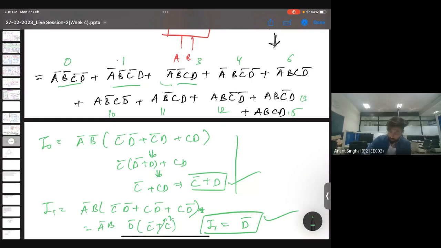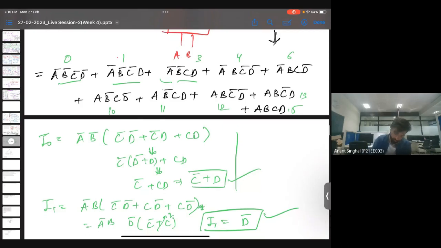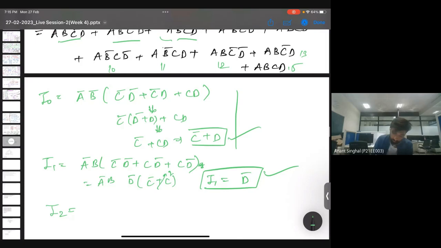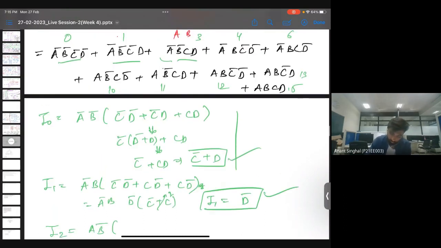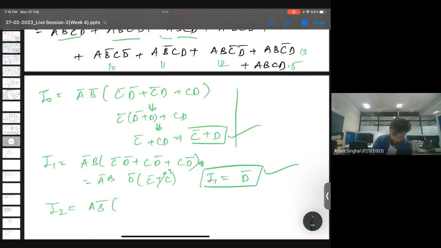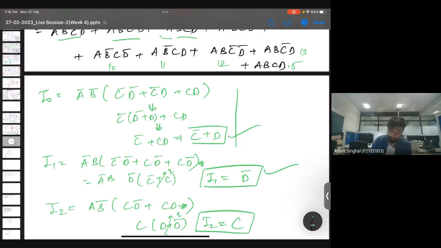We have calculated I1, now we'll calculate I2. So for I2 we need AB bar. Yeah. So AB bar we have CD bar plus CD, okay, we have these two only. We can take common C from this. It will be D plus D bar, which will be 1. I2 will be C. Is it clear? Anyone?